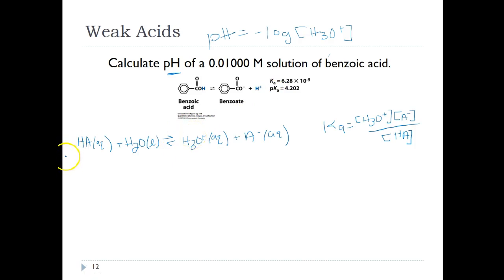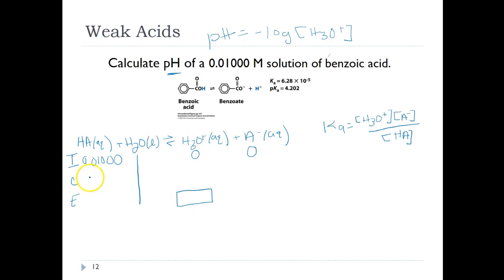So we're back to using an ice table again. And we once again get to ignore water. Any pure liquids or solids we get to ignore since they are not part of the equilibrium constant expression. And from the ice table, our end goal is to solve for the equilibrium concentration of the hydronium ion. So I'm just going to start at the beginning of the ice table. We were told that benzoic acid is 0.01000 molarity. We were not given any information about the other two.